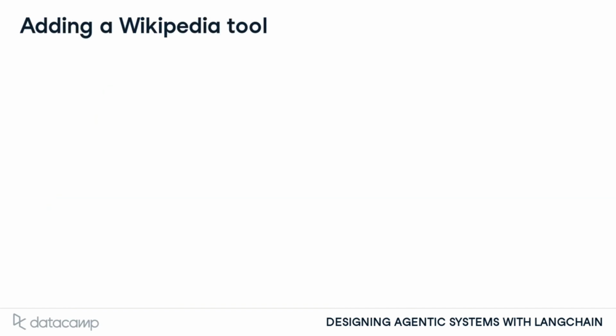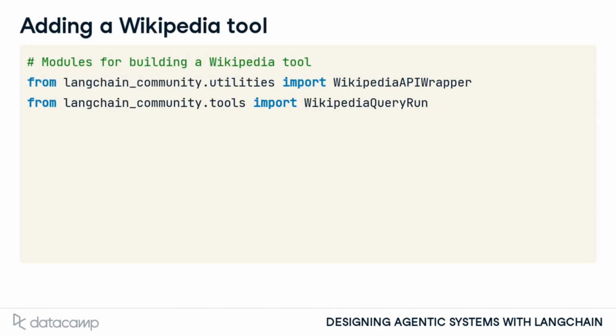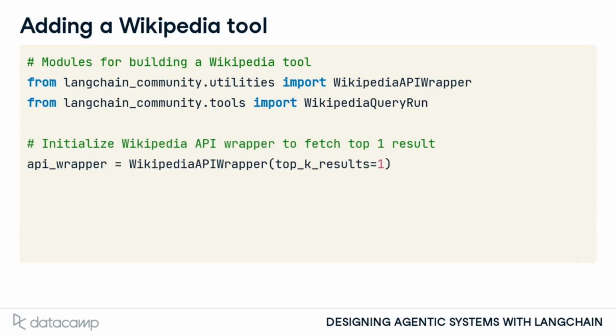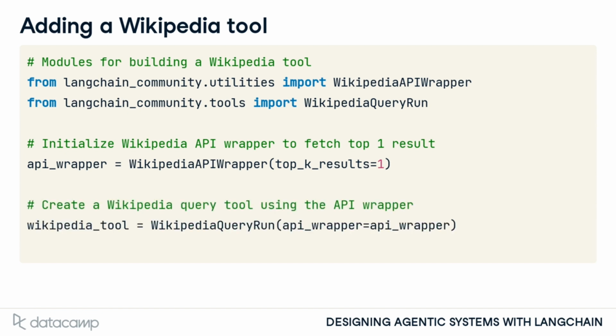We'll start with two modules. Wikipedia API Wrapper allows us to interact with the Wikipedia API, while Wikipedia Query Run makes the API a tool for running queries. Next, we'll initialize Wikipedia API Wrapper, setting top K results to 1 to keep responses relevant. Then we'll create Wikipedia tool with Wikipedia Query Run, passing in the API wrapper to connect directly to Wikipedia and retrieve detailed information when needed.